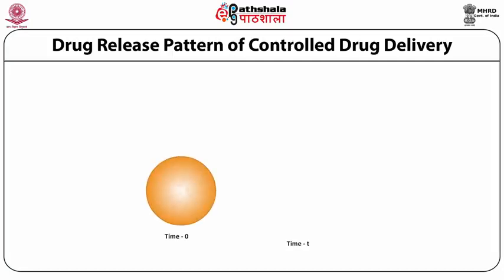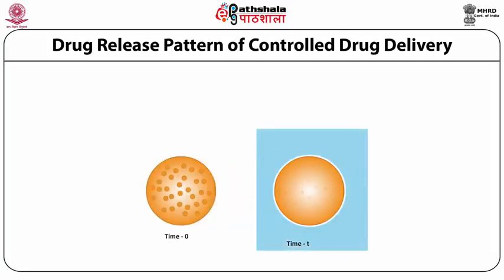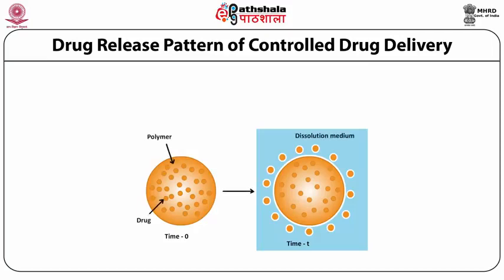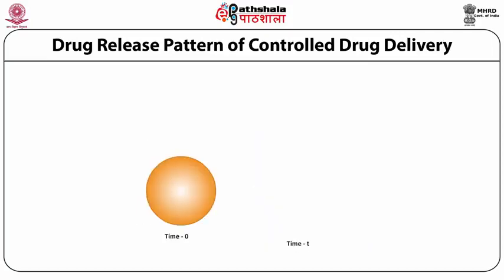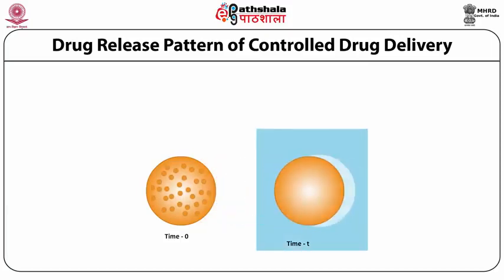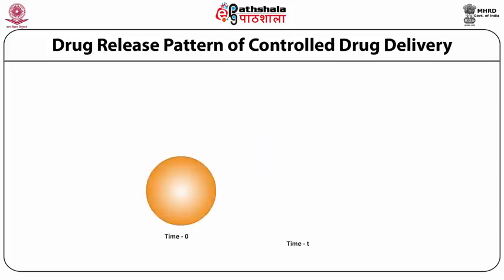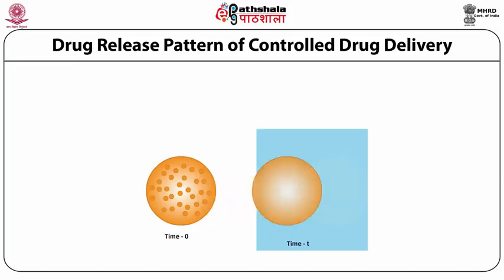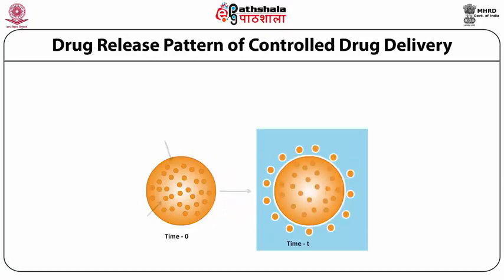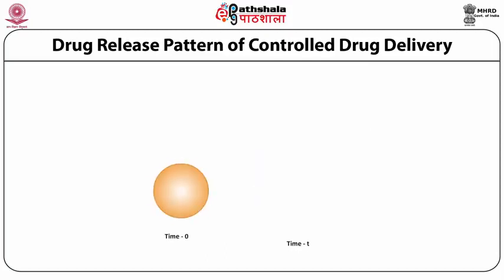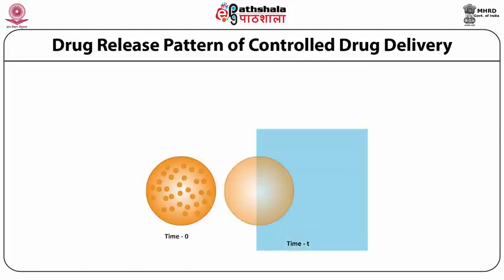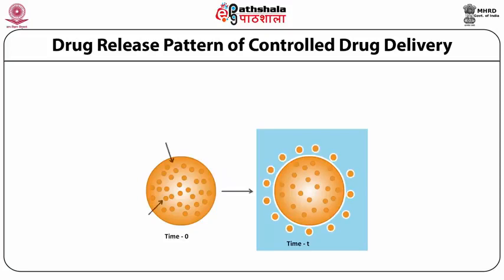Drug release pattern of controlled drug delivery. It is absolutely understandable that the final behavior and success of a controlled drug delivery system will primarily depend upon the drug release pattern which it exhibits. On first exposure to an aqueous fluid, the controlled drug delivery system, which primarily consists of hydrophilic matrices, will take up the water and the polymer starts hydrating to form a gel layer.